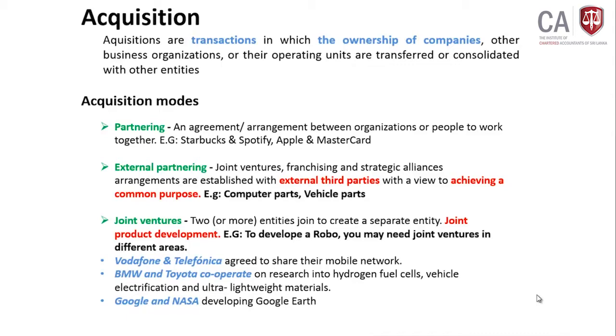Partnering: an agreement, an arrangement between organizations or people to work together. So, there can be partnering with some other companies, like Starbucks and Scooty, those are examples. Companies partner with other companies to develop one product. So, external partnering. Joint ventures: external third parties with a view to achieving a common purpose. Computer parts, vehicle parts: one part of the vehicle will be developed by some other company, right. So, that is called external partnering. And joint ventures.